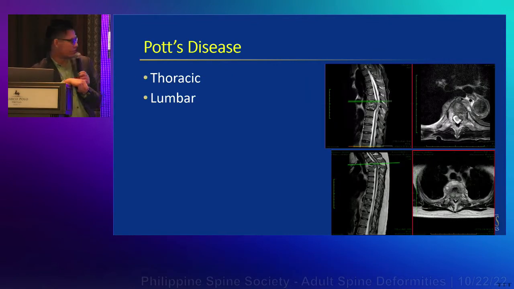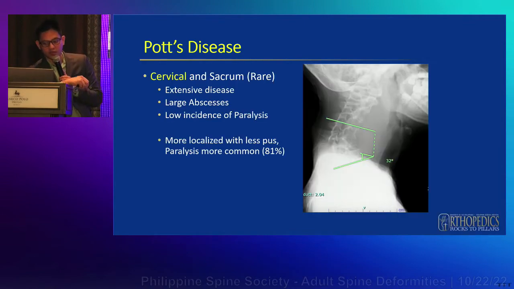And for Pott's disease, as we all know, most common locations are the thoracic and the lumbar level. So these are just 2 cases, one for a 46-year-old male who underwent posterior decompression instrumented fusion 2 up, 2 down, and another for a 34-year-old female. Both of these patients improved from Frankel B to Frankel Ds.